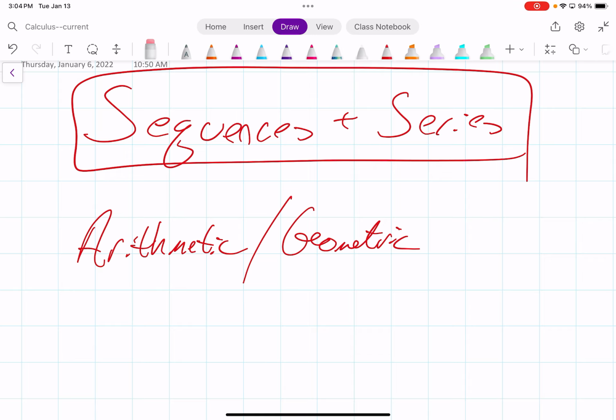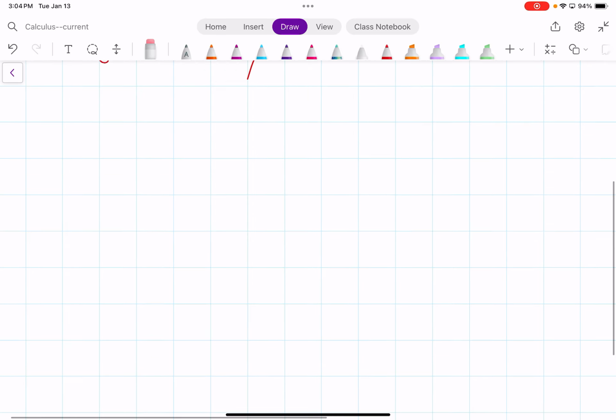We're going to look at summation notation. We're going to look at the formulas and derive all the formulas for arithmetic and geometric, and talk a little bit about why geometric here is something important. So let's just start.